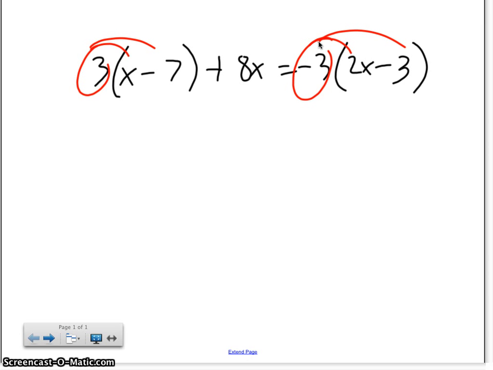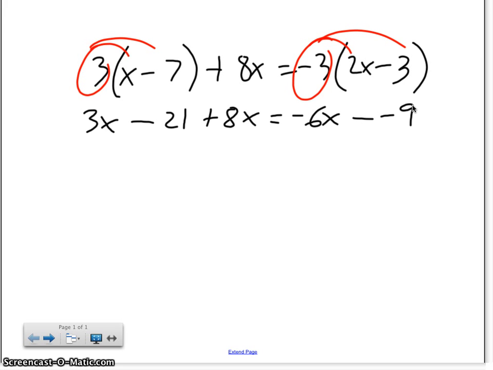So we will have what? 3x carried down, minus 3 times 7, 21, plus 8x equals negative 6x, right? Don't forget that. And then carry down negative, negative 3 times 3, negative 9, you mean. Notice I do one step at a time so that you see two negatives will form a positive. There it is. That's why it's a positive 9.